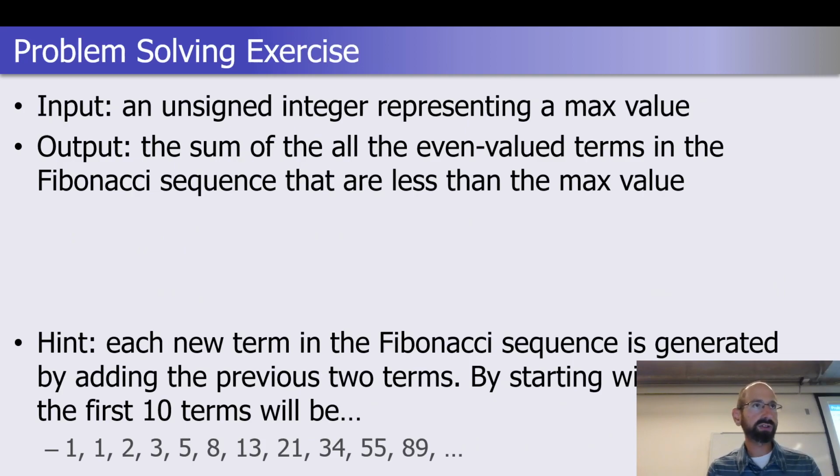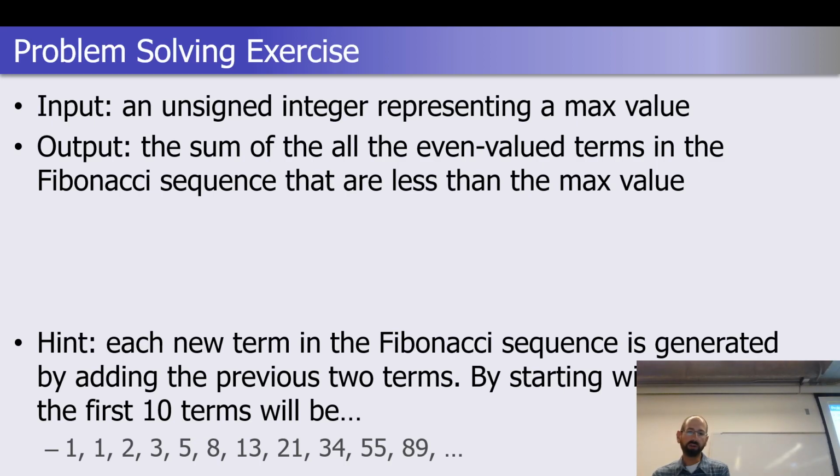Let's do a problem-solving exercise. We can do this one together. This is a very textbook example. We'll do it relatively quickly, but we'll use our process and we'll see how it applies to this. So input: an unsigned integer representing a maximum value. Output, and usually when these are specified, we have to read this very carefully: the sum of all, well, even read the typo, the sum of all the even valued terms in the Fibonacci sequence that are less than that maximum value.